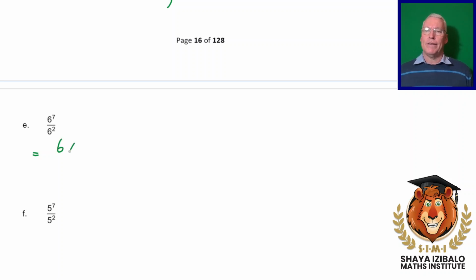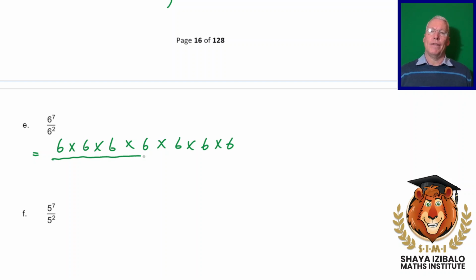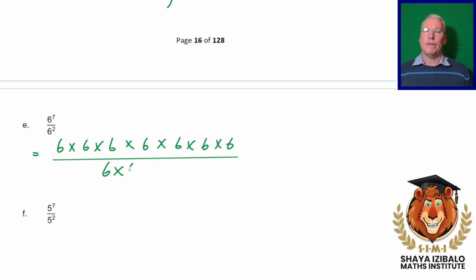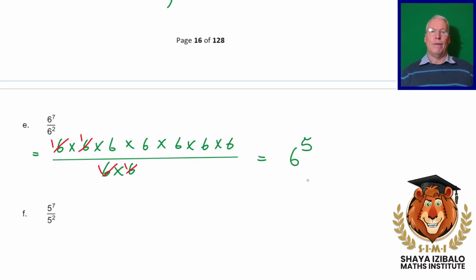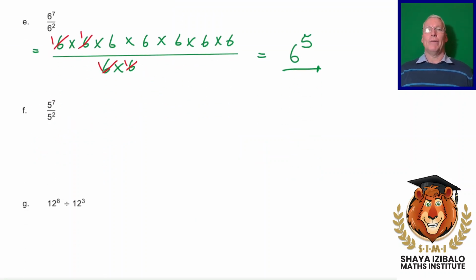Okay, this is 6 times 6 times 6 times 6 times 3 more. 1, 2, 3. There's 7 6's on the top. Okay, and on the bottom we've got 2 6's. So now we can divide by 6 on the top and on the bottom. Divide by 6 on the top and the bottom. What have we got left? We've got 6 to the power of 5. Is that what you guessed? It's what I guessed.